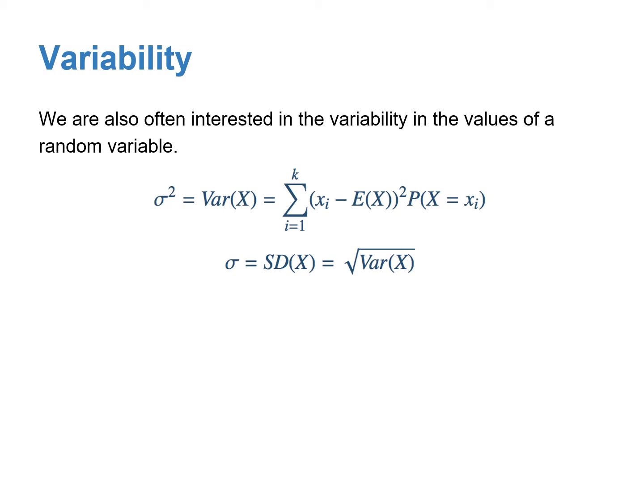To calculate the variance of the random variable, we take the deviation between each value, x sub i, and the mean of the random variable. We square those deviations, multiply them by the probability that the random variable takes on that value, and add them up. And then if we want to take the standard deviation, remember, just as with a normal data set, the standard deviation is just the square root of the variance.